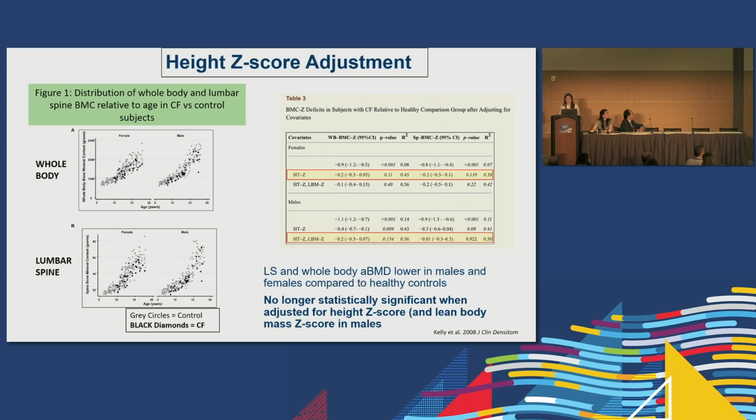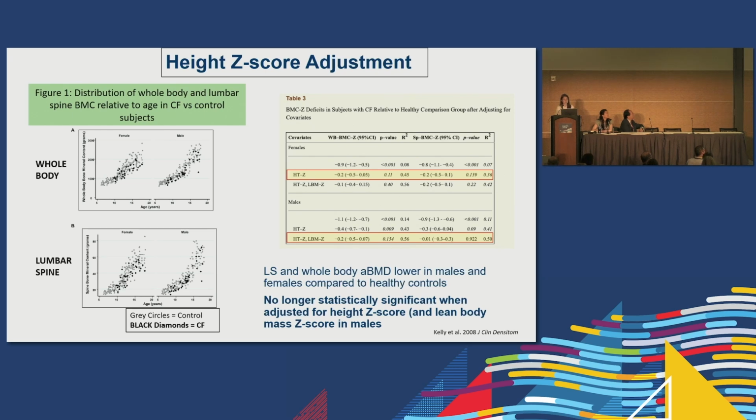So shorter stature and delayed puberty can lead to smaller gains in areal bone mineral density and a relative fall in Z-scores. So how do we account for this impact on height? There have been many studies in individuals living with CF looking at height Z-scores to adjust DEXA outcomes.